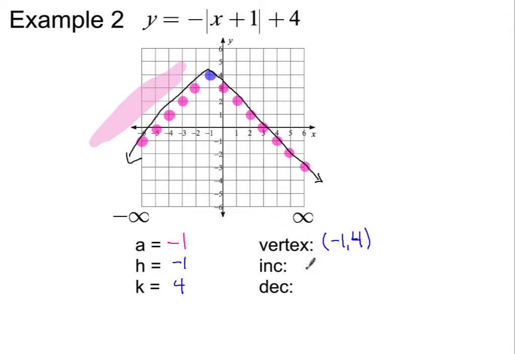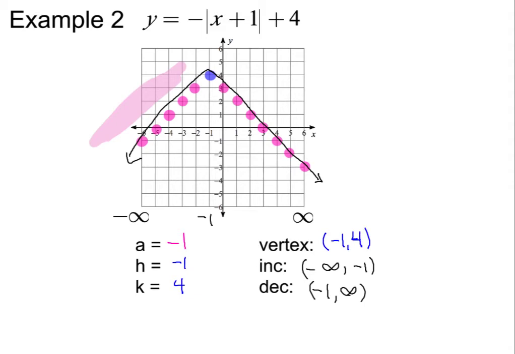So the increasing part goes from negative infinity all the way up to the x-coordinate. Now remember, the x-coordinate is negative 1, so from negative infinity to negative 1 is the increasing side, and the decreasing side will be from negative 1 to positive infinity. And that's it. That's all I have to do to graph that function.